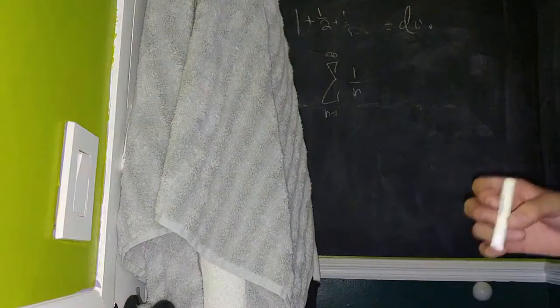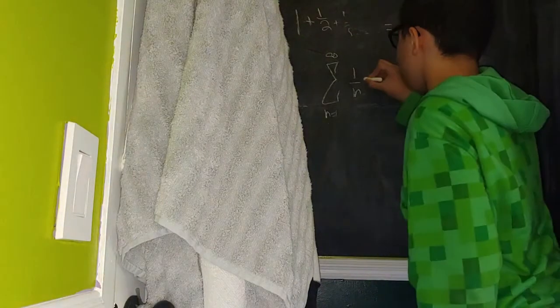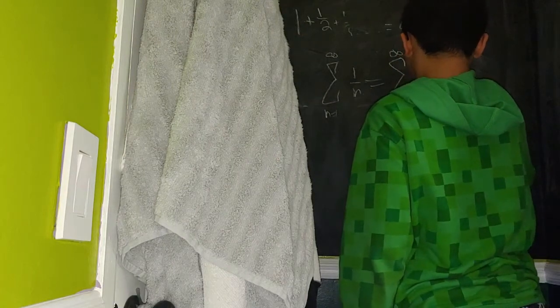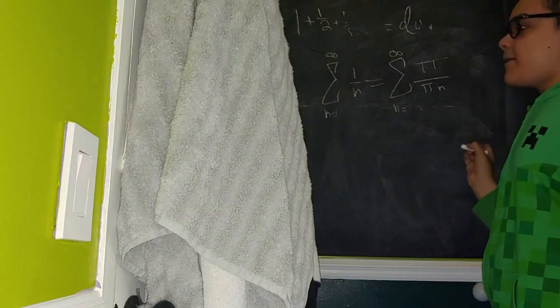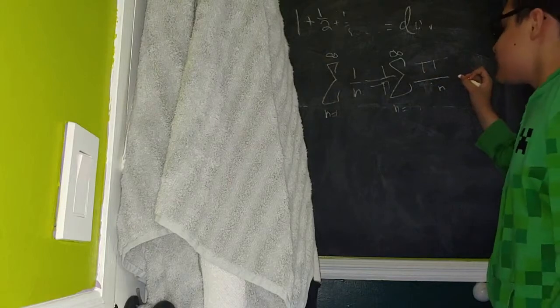Okay, multiply by pi. Yeah, multiply by pi, go back here. So, multiply by pi, you want pi, n. Now we have a problem. How does this work? We actually don't multiply by pi, we do that. Wait, just do this, try this. There. This works, I think.